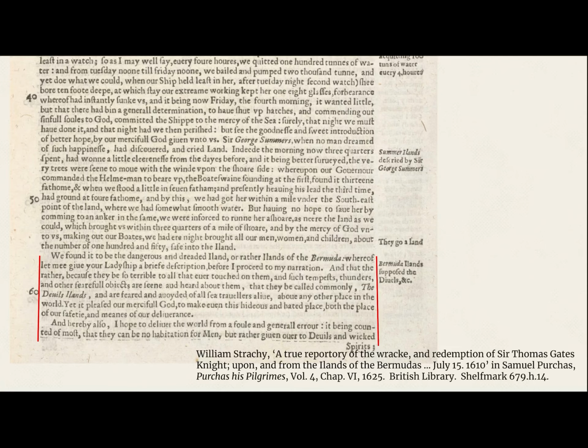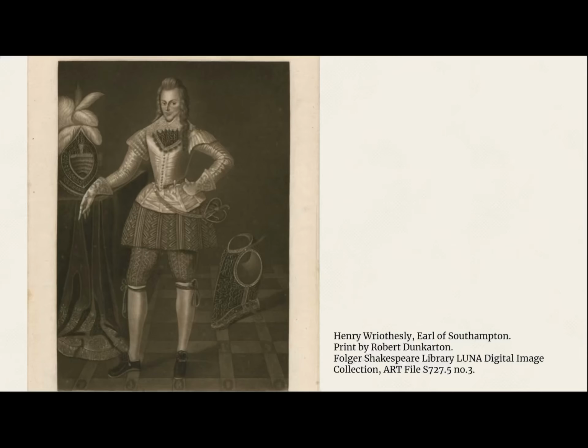"Yet it pleased our merciful God to make even this hideous and hated place both the place of our safety and the means of our deliverance. And hereby also I hope to deliver the world from a foul and general error, it being counted of most that there can be no habitation for men, but rather these islands are given over to devils and wicked spirits." He goes on to talk about the riches and wonders of the islands and the fact that they were really a quite habitable place for them. But the idea that these islands of Bermuda are taken over by devils and spirits certainly gives way to Shakespeare's depictions of Ariel and of Caliban.